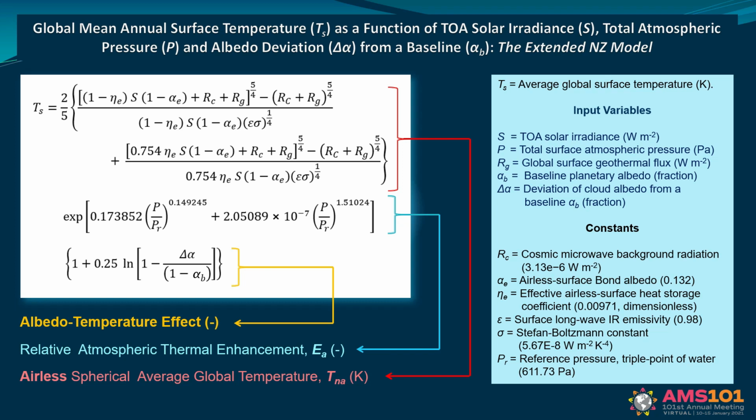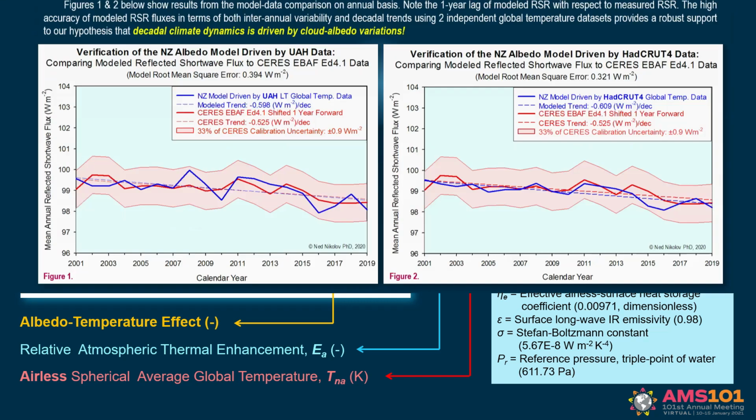This equation can be inverted and solved for the albedo anomaly delta alpha as a function of global temperature, allowing one to predict changes of Earth's reflected solar radiation from observed global surface temperatures. Such predictions can then be compared to independent satellite-based measurements of Earth's reflected shortwave flux to test the hypothesis that the observed warming in recent decades was caused by a decreasing cloud albedo rather than increasing atmospheric greenhouse gases. We performed such a model inversion.